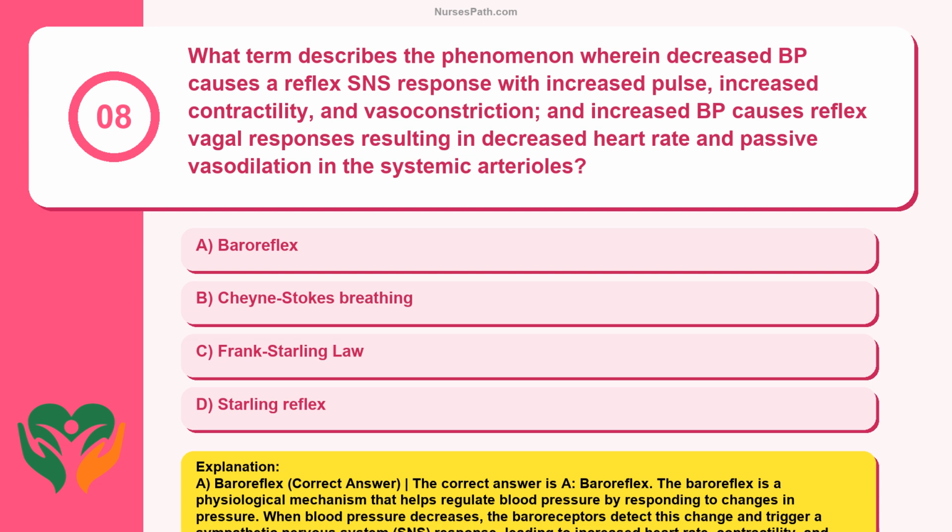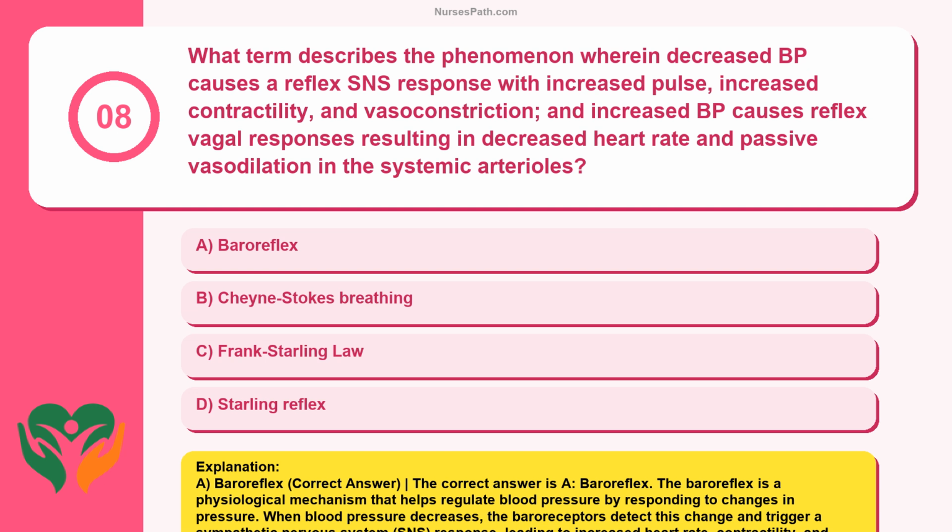A. Baroreflex. Correct answer. The correct answer is A. Baroreflex. The baroreflex is a physiological mechanism that helps regulate blood pressure by responding to changes in pressure. When blood pressure decreases, the baroreceptors detect this change and trigger a sympathetic nervous system, SNS, response, leading to increased heart rate, contractility, and vasoconstriction to raise blood pressure.